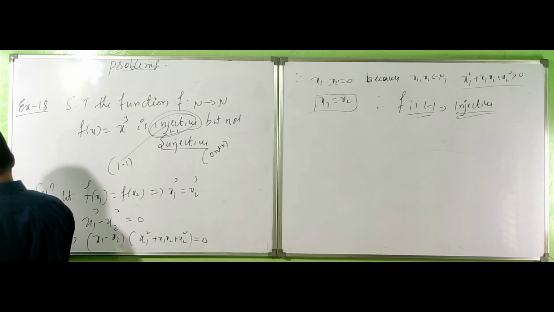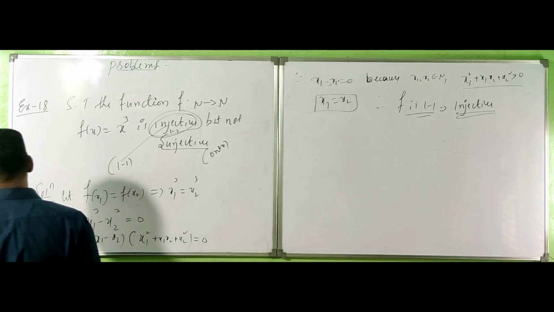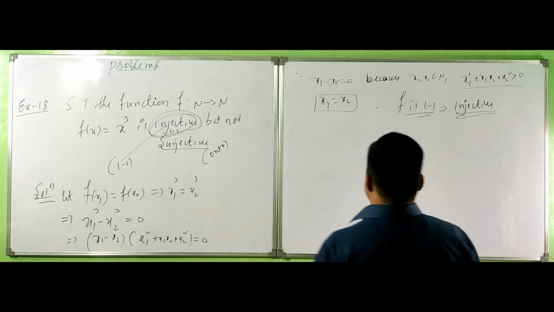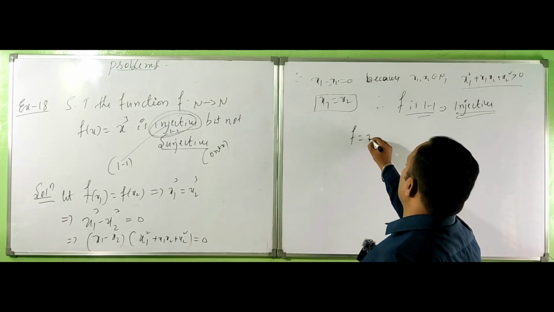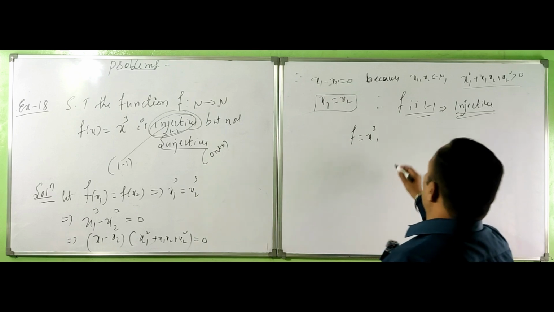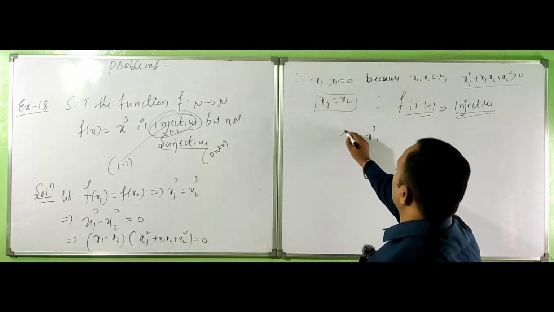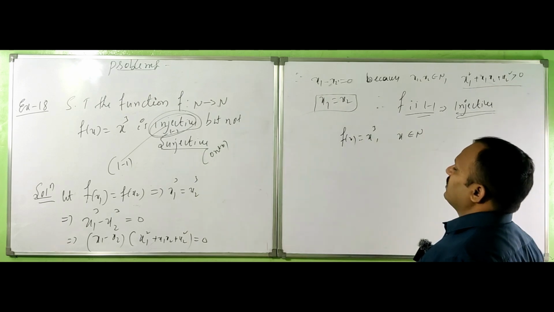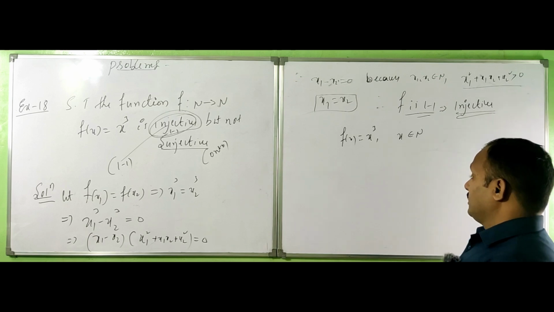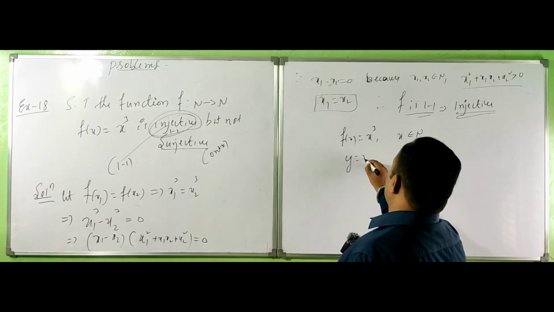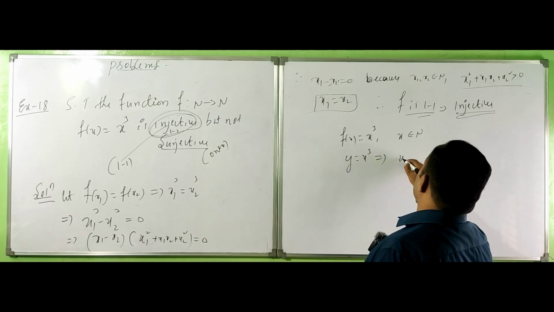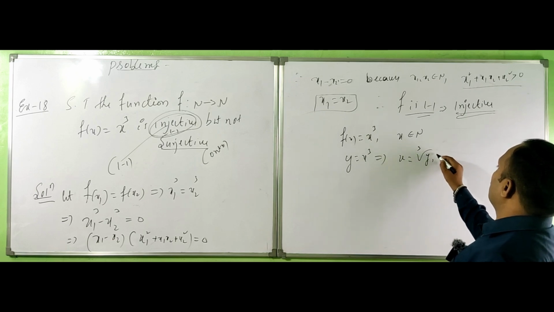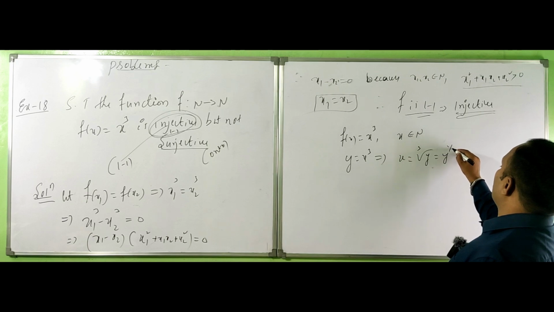Injective. Let's see again. F of x is equal to what now? F is x cube, and x belongs to natural numbers. Let y is equal to x cube. This implies that x is equal to which one? Cube root of y.